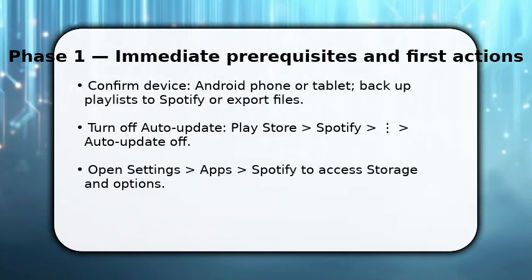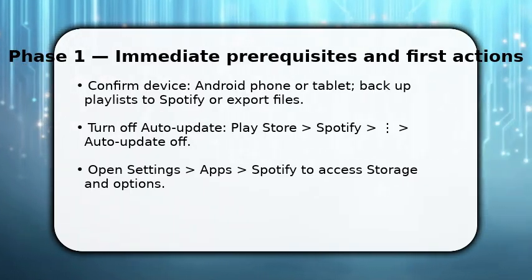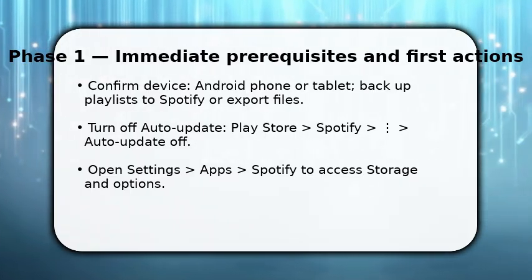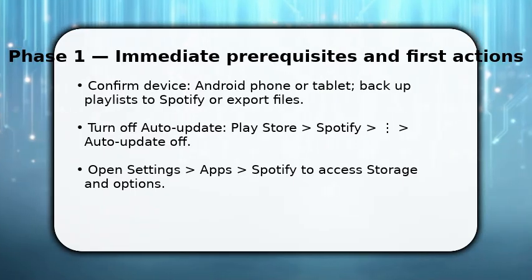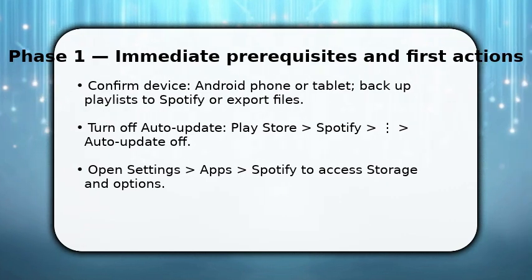Next, go straight to Settings, Apps, find Spotify, and open its app page. This gives you access to Storage, Uninstall, and the three-dot menu where the uninstall updates control lives. Act quickly, because leaving auto update on will reverse progress.